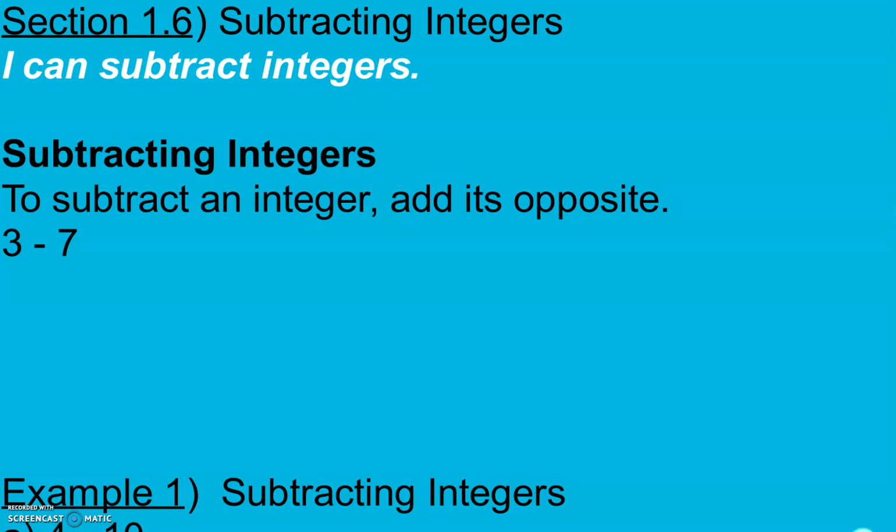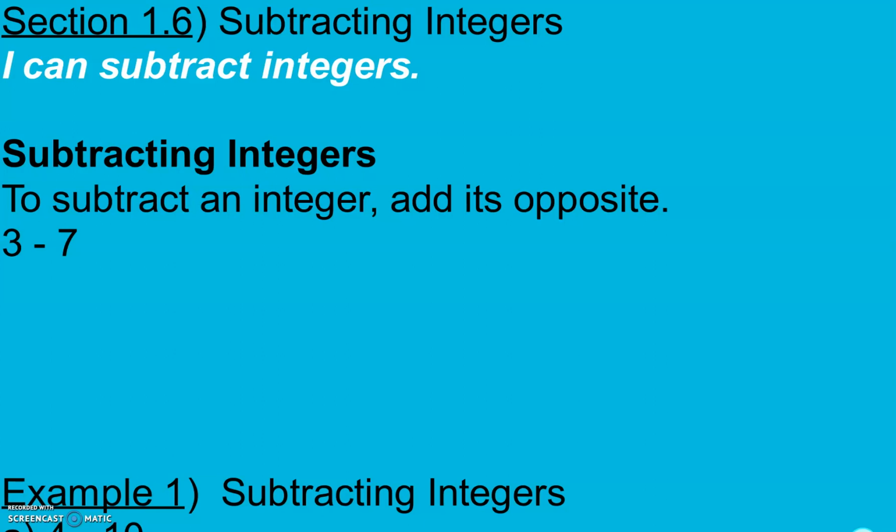Section 1.6 is subtracting integers. Our learning target here and what we're shooting for is to be able to say, I can subtract integers. Subtracting integers here is very similar to adding. We just have one step to start with. To subtract an integer, we have to change from subtraction to adding its opposite.